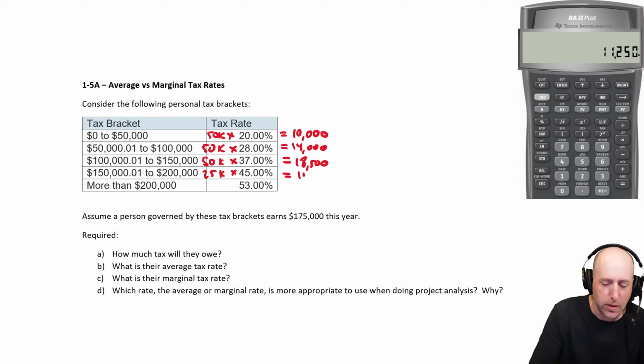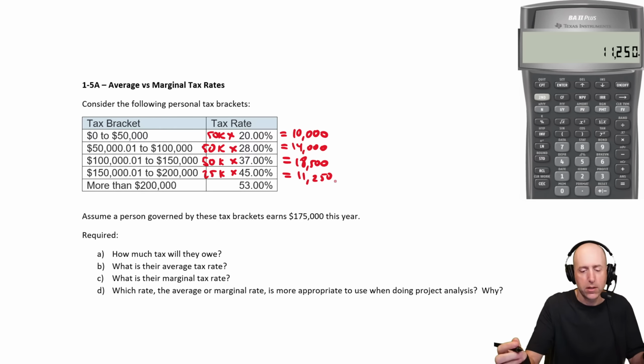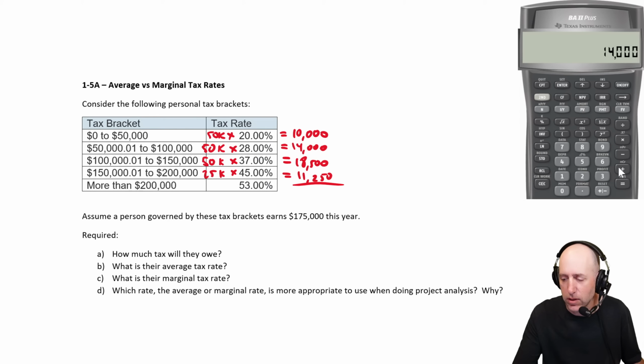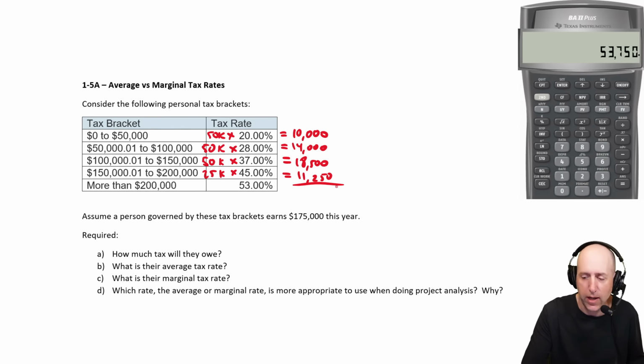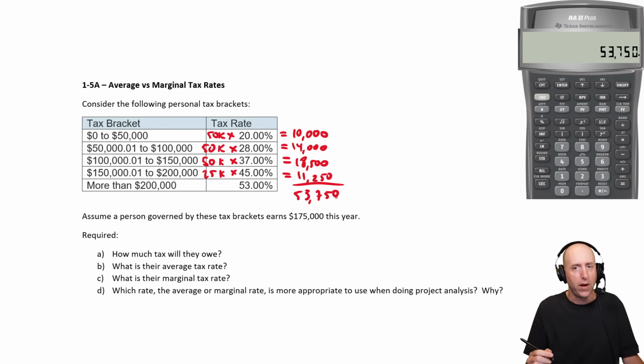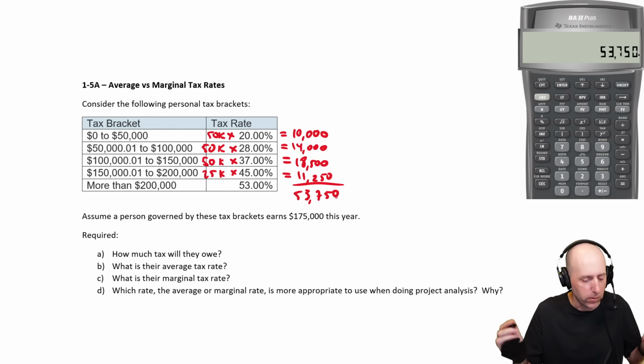is 11,250. Okay, so then our total tax bill here is going to be 10,000 plus 14,000 plus 18,500 plus 11,250. Our total tax bill is 53,750. But we've answered it.